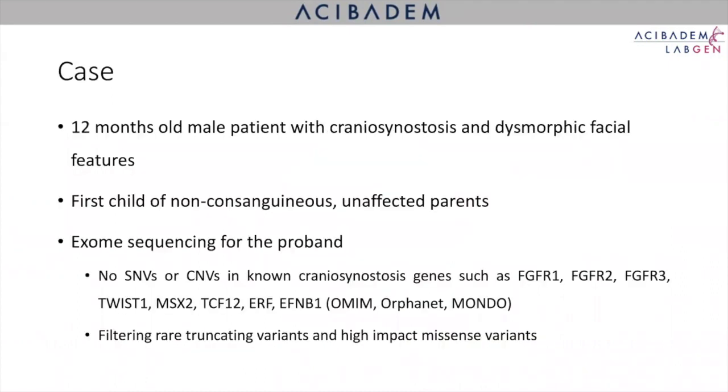Moving on to our case, a 12-month-old male patient with craniosynostosis and some dysmorphic facial features was referred to us. He is the first child of non-consanguineous and unaffected parents. We performed exome sequencing for the proband and detected no SNVs or CNVs in known craniosynostosis genes listed in common databases such as OMIM, Orphanet, or Mondo. Before calling this an unsolved case, we decided to check rare truncating variants and high-impact missense variants regardless of the associated phenotype.